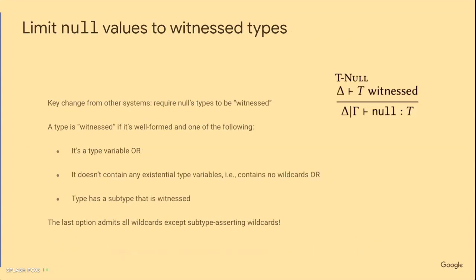And then the key change to the type system is the typing of null. Normally, we would just allow any type here. So Java would allow any type for null values. But we're instead requiring a precondition here that T be witnessed. And a witnessed type is either a type variable in our system, any type without existential type variables, meaning a type without wildcards, or any type that has a subtype that is witnessed. And the last one just admits basically any wildcard except subtype-asserting wildcards.